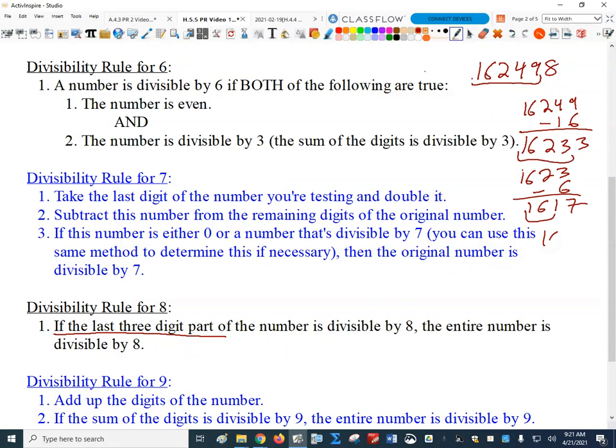That's going to give me 161 minus 14 is going to give me 147. Agreed? And then I can do it again. I get 14 minus 14 is 0. When you do that, we could have stopped right here because we know 147 is divisible by 7. We could have just stopped there. When you do this trick, if the result is either 0 or a number that's divisible by 7, then the whole number is divisible by 7.